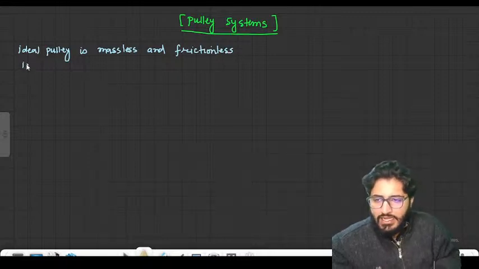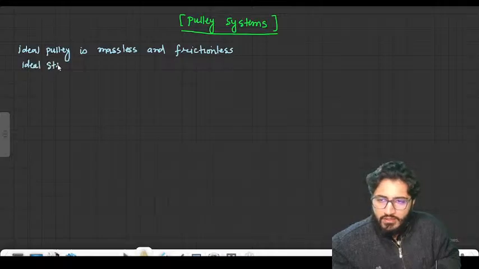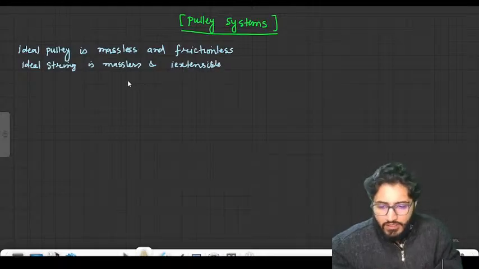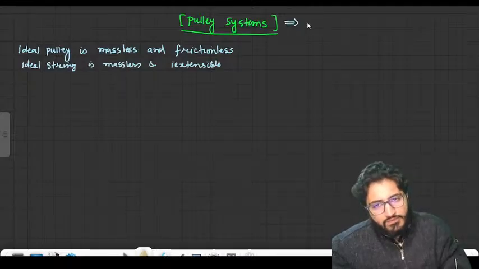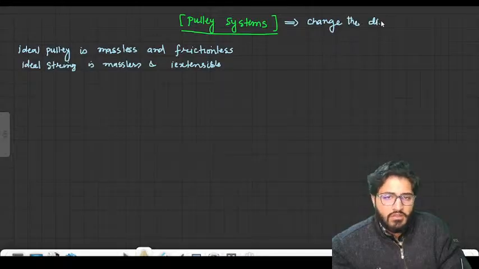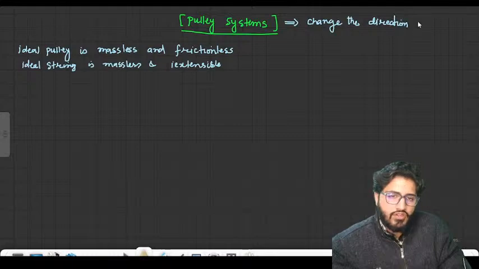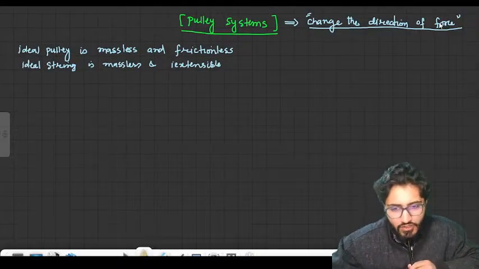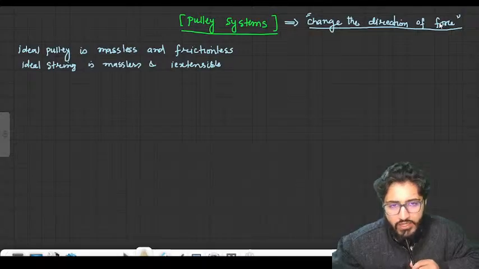Clear? Just like an ideal string. Ideal string is massless and inextensible. Clear? So what is the function of a pulley? It changes the direction of force. It is the only function of a pulley.